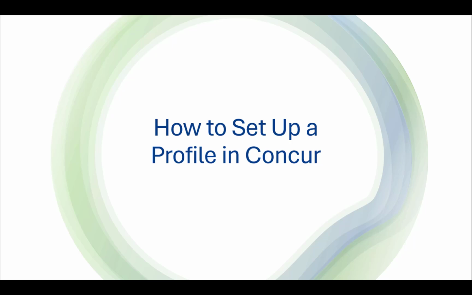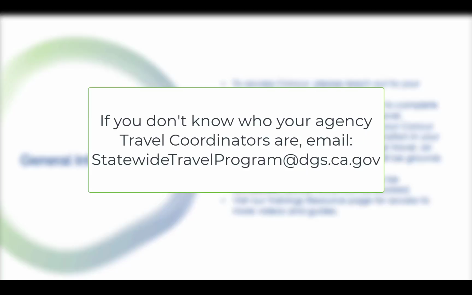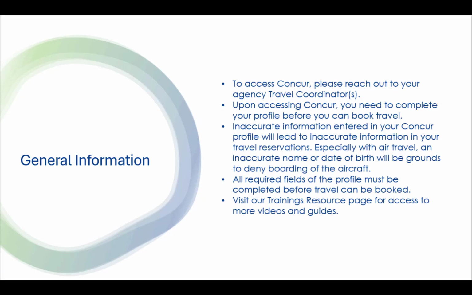How to set up a profile in Concur. To access Concur, please reach out to your agency travel coordinator. If you don't know who your agency travel coordinators are, email statewide-travel-program@dgs.ca.gov for assistance. Upon accessing Concur, you need to complete your profile before you can book travel.